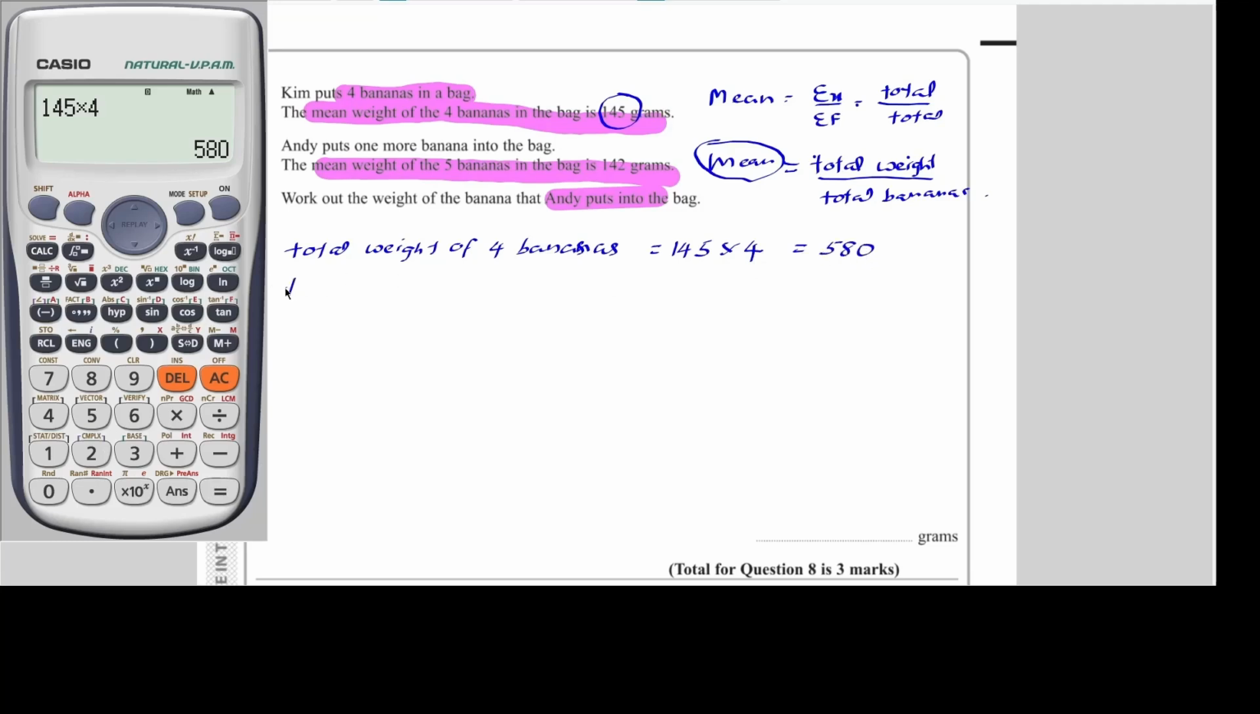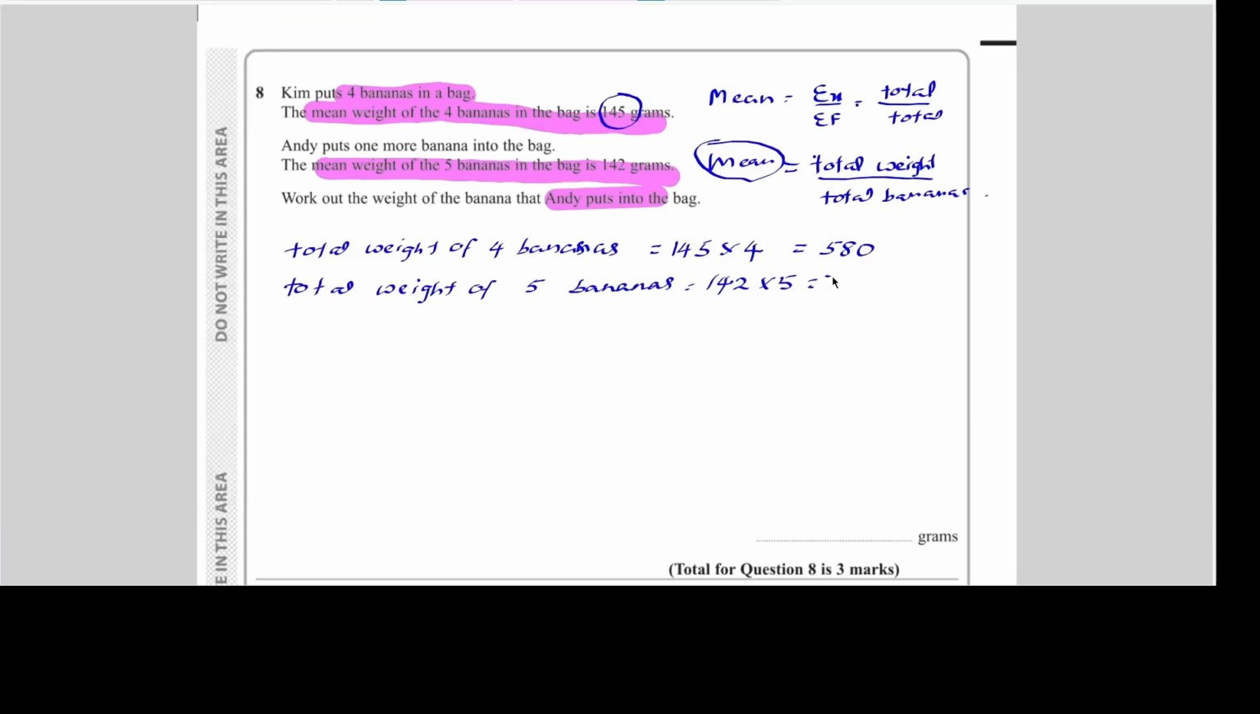Next one, total weight of five bananas equals, so mean is 142 this time, into 5. Then we are getting 142 into 5. We are getting 710.